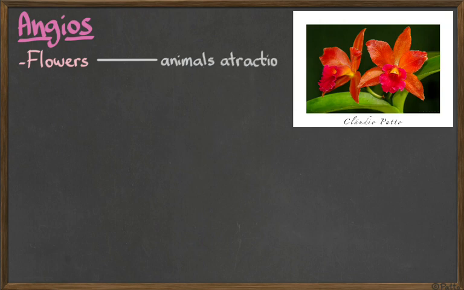And what's the function of the flower? Animal attraction. Basically, the flowers are the structure where the sexual reproduction will take place. And nowadays, most of the flowers serve to attract animals, especially insects, in order to do pollination, making the insects carry pollen from one flower to the other. That's how the flowering plants have sex.